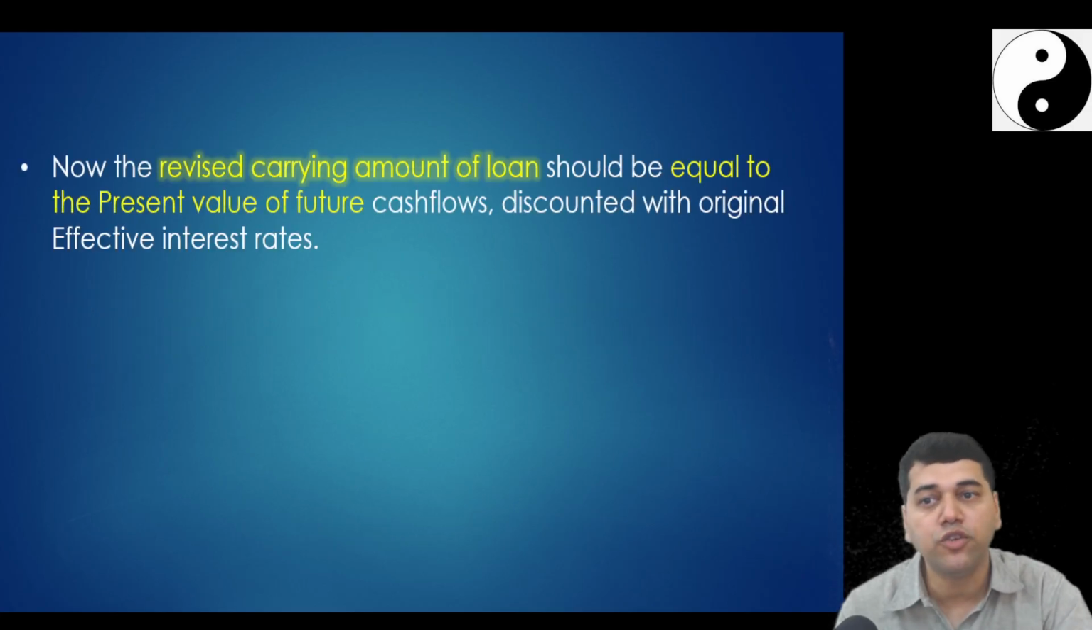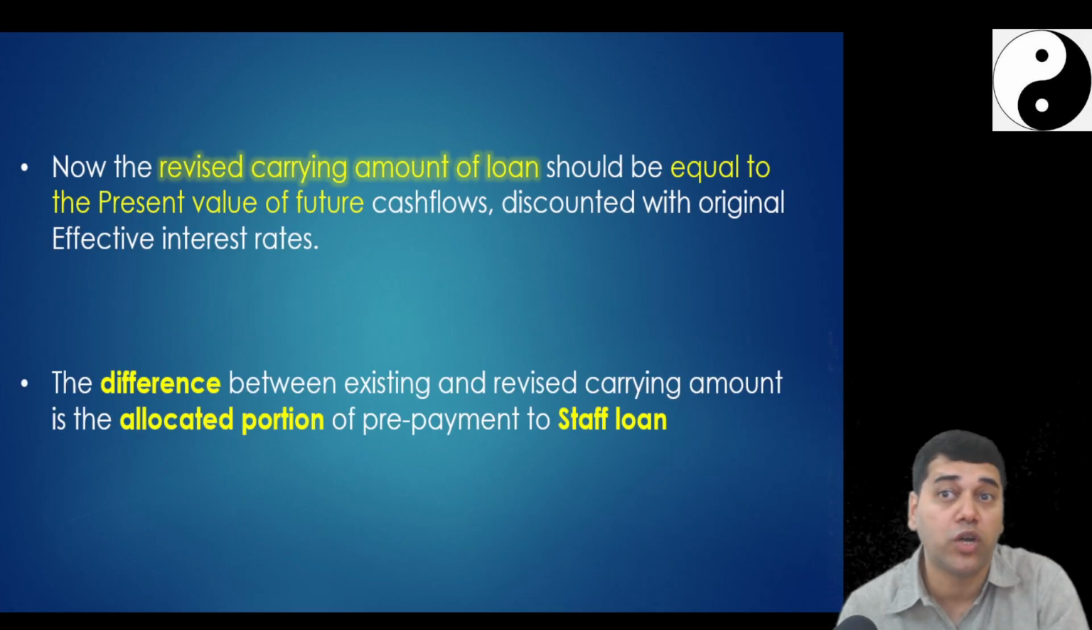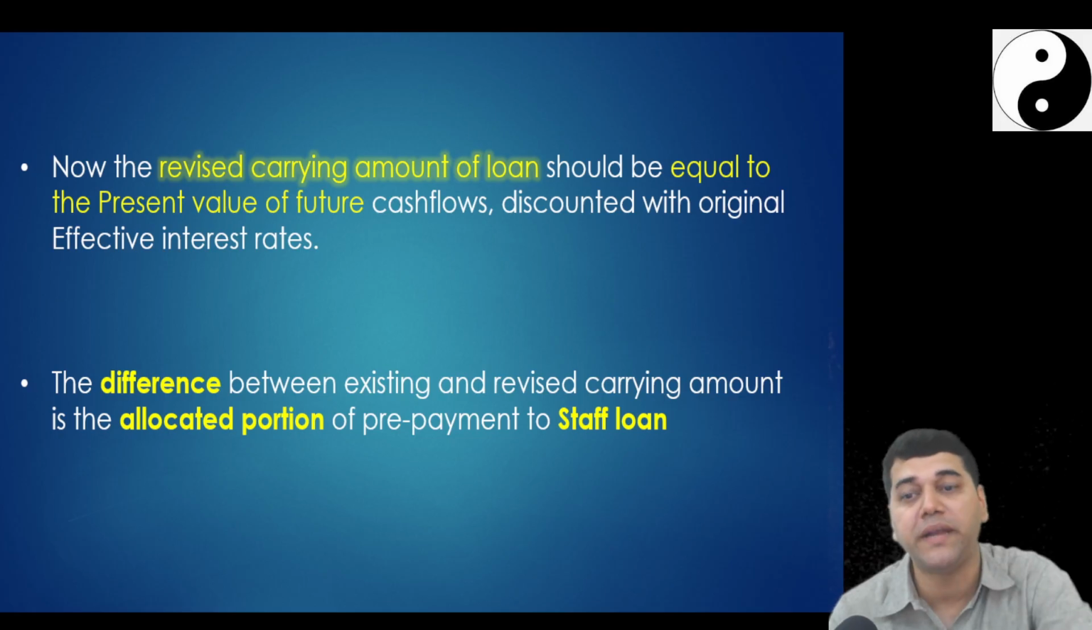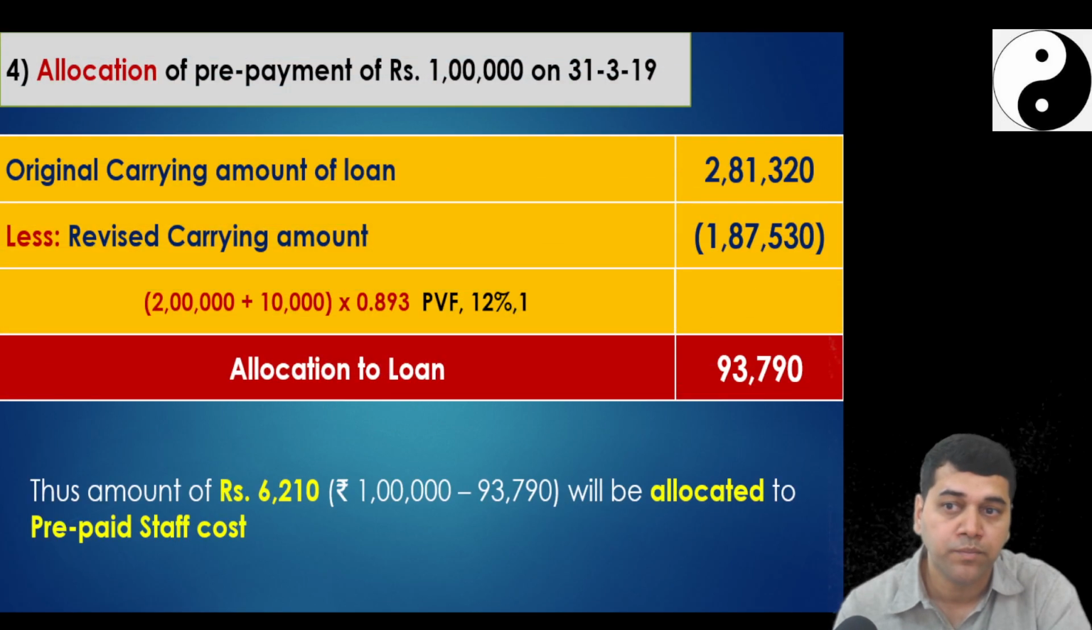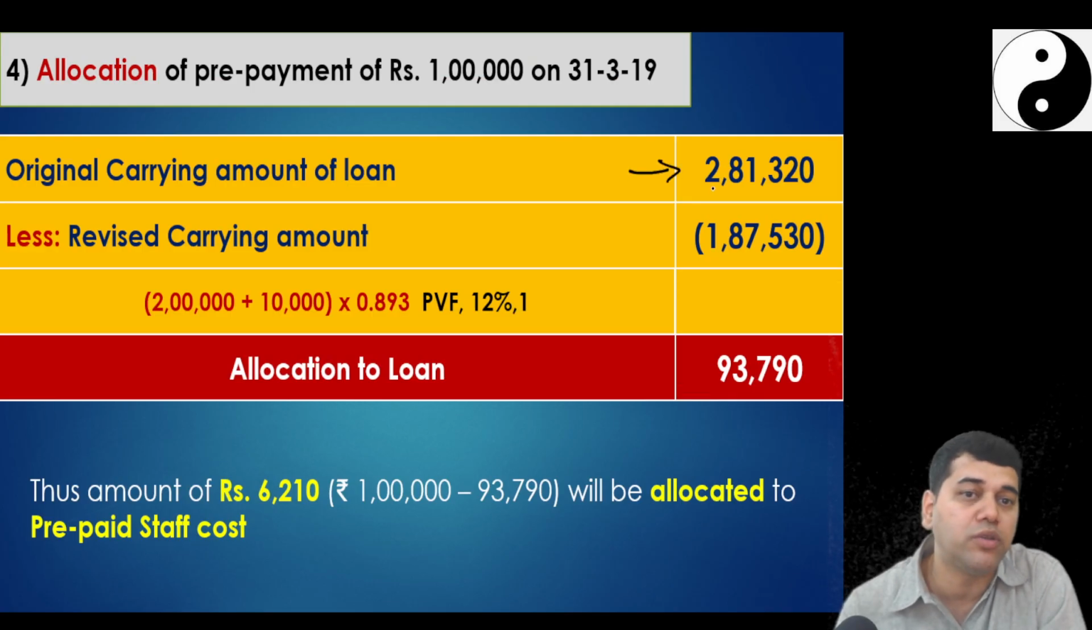So for this you need to find out the revised carrying amount. What would be the revised carrying amount right now, today, considering my future pending payments, and the difference will be allocated to the staff cost. Now, see, my original carrying amount is 2,81,320.